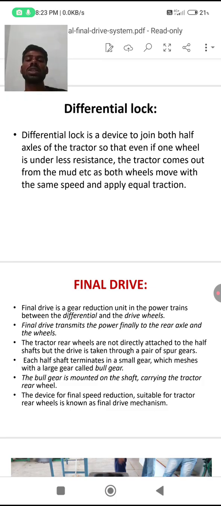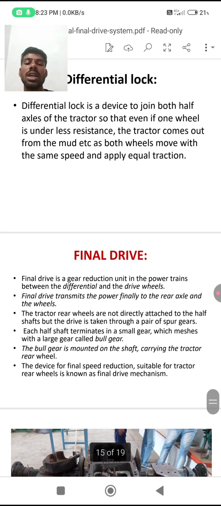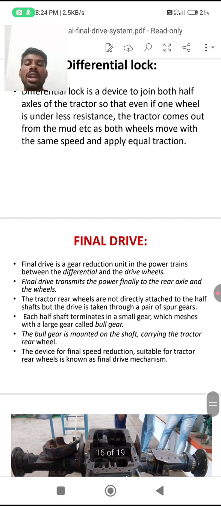Each half shaft terminates in a small gear which meshes with a large gear called the bull gear. The bull gear is mounted on the shaft carrying the tractor rear wheels. The device for final speed reduction suitable for the rear wheels is known as the final drive mechanism. The final drive is a reduction unit of the power between the differential and drive wheels.